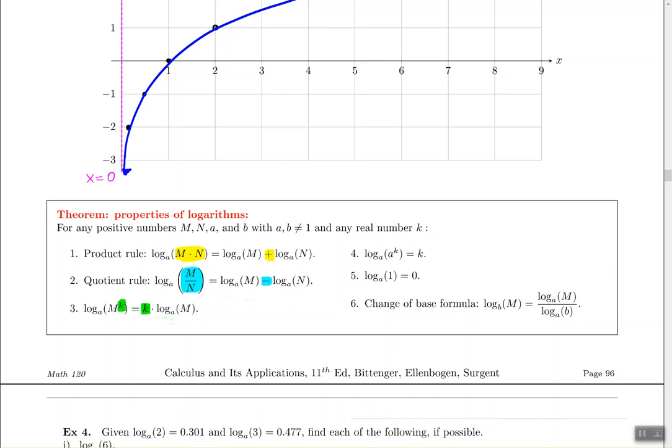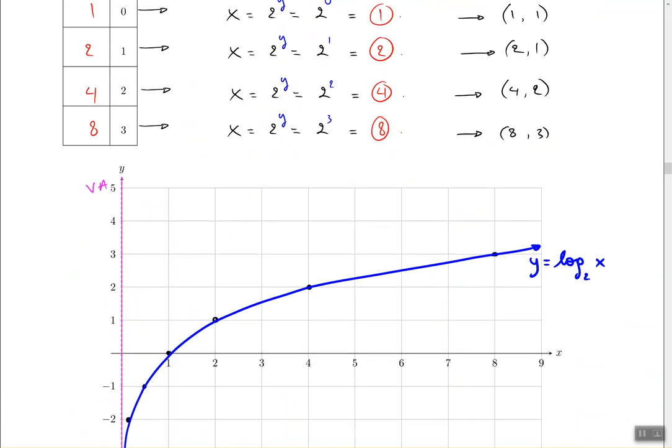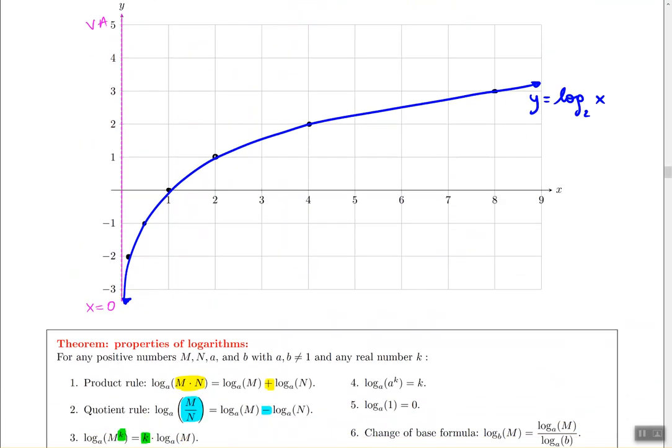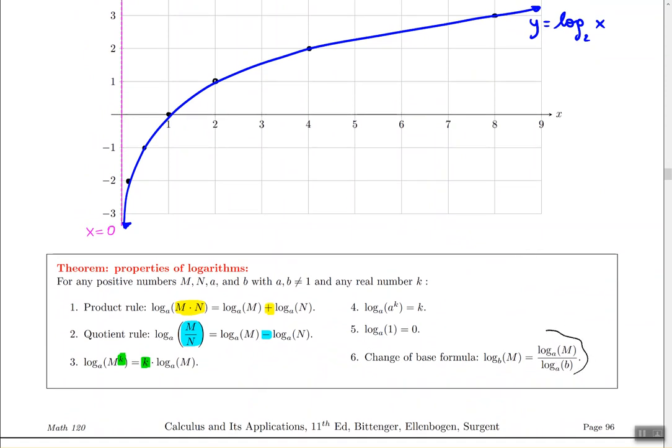Now, I mentioned that we can plug this into the calculator. How do you plug it into the calculator? Well, you will need to do a change of base formula because most calculators don't have a button for log base 2. They have log, and they have another button called ln. So in order to plug something like this into the calculator, you have to use that last formula called the change of base formula. More on that later.